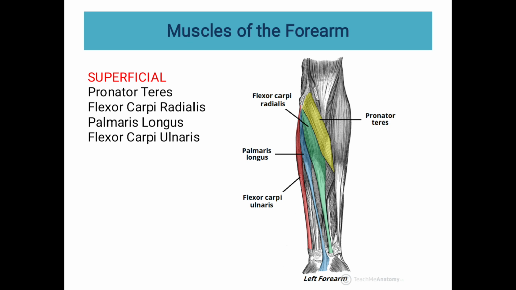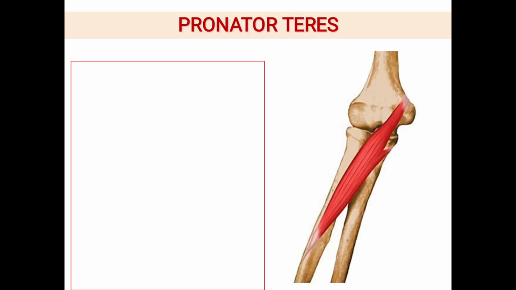You have the pronator teres. Okay, you have the flexor carpi radialis, you have the palmaris longus, and you have the flexor carpi ulnaris. So let's start with the pronator teres. By the way, the common origin of the muscles of the anterior forearm is usually the medial epicondyle. Okay, so most of them have origin from the medial epicondyle. Okay, so let's continue with the pronator teres muscle.